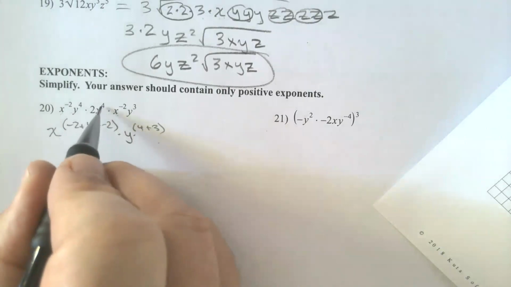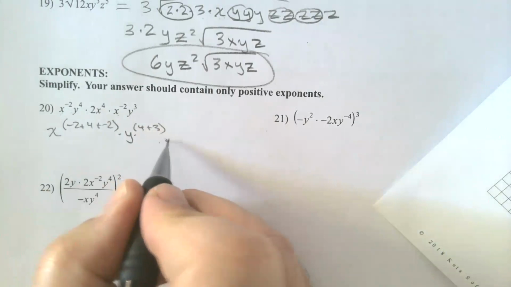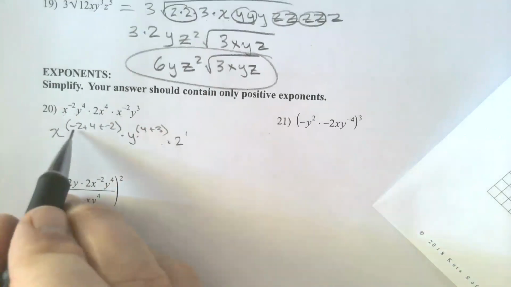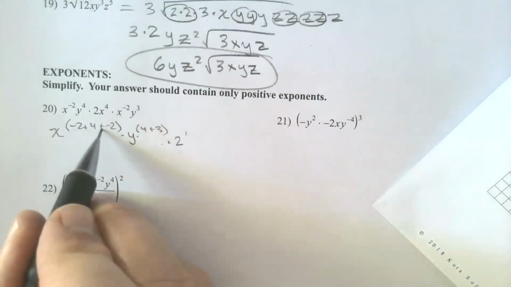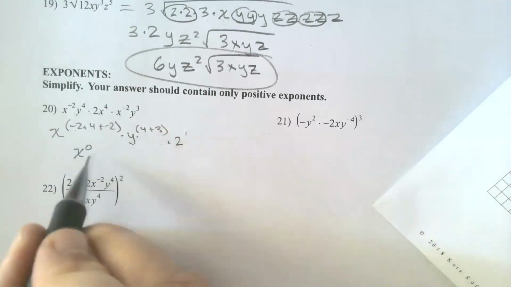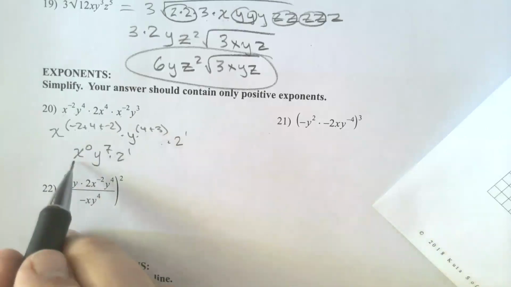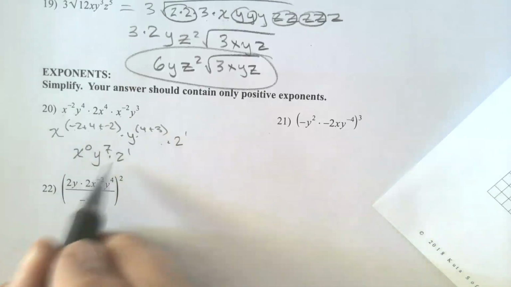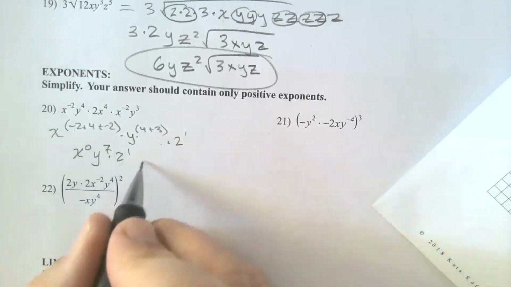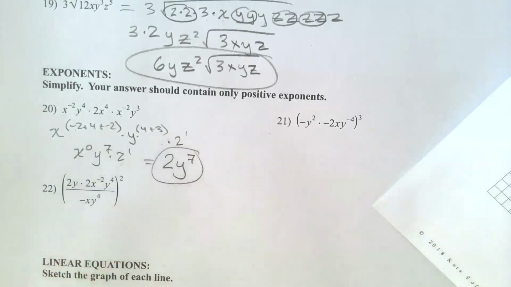And this 4 is not actually an exponent over 2. 2 is being multiplied by it. So it's really just times a 2 to the first. Well, -2 plus 4 minus 2, this is x to the 0th. And this is y to the 4 plus 3, so y to the 7th. And this is times 2 to the first. Anything to the 0th is just 1. Normally we put our constants in front of our exponents. So this solution would be best written as 2y to the 7th.